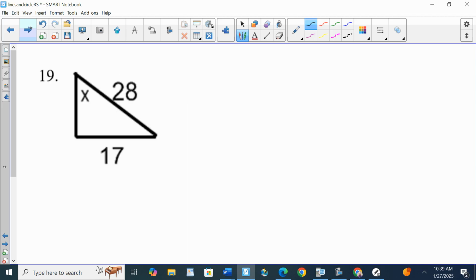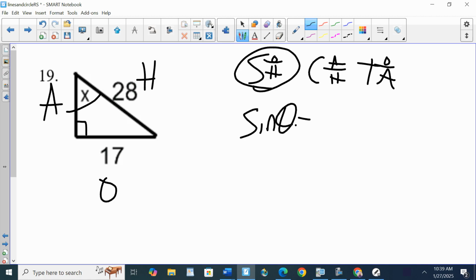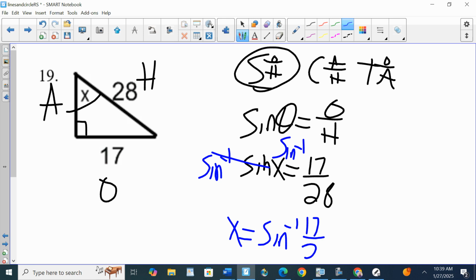So let's move on. Now we've got some review, some old topics. Very, very important. I see a right triangle. There's an angle involved. So, SOHCAHTOA. I've got O and H. That's sine. Sine theta equals O over H. Theta is X. O is 17. H is 28. I want X to get rid of sine. To find an angle, I do inverse. So it's inverse sine of both sides. I have X equals inverse sine of 17 over 28.